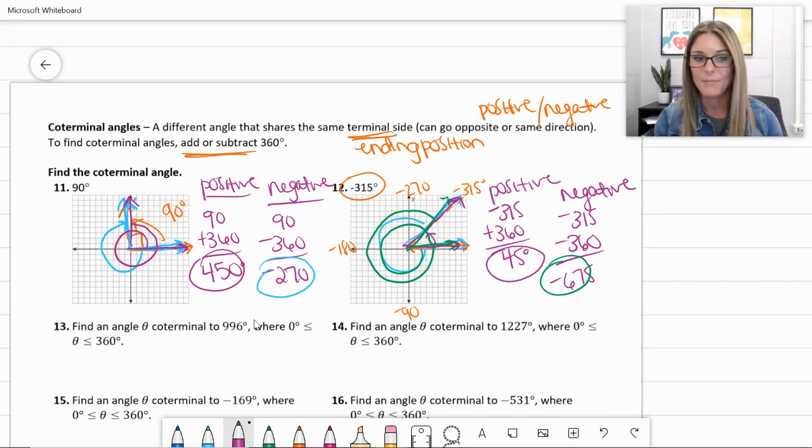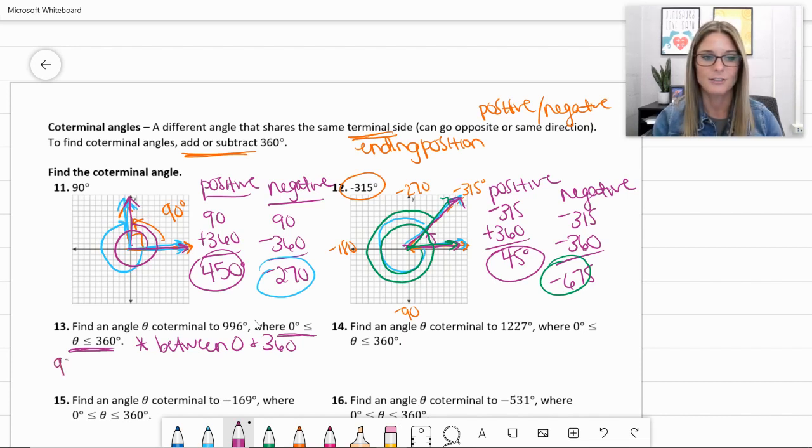Number 13, we're doing the same thing. It's just in word form. Find an angle theta. So when we don't know what our angle measurement is, we use the Greek symbol theta to just symbolize our angle. So find an angle theta coterminal to 996, where 0 is less than or equal to theta less than or equal to 360. This is saying we're looking for an angle between 0 and 360. Okay, very important. So we're trying to have a positive angle between 0 and 360.